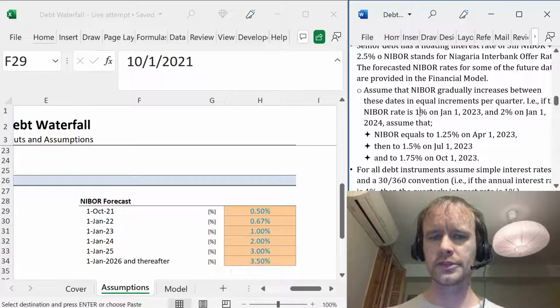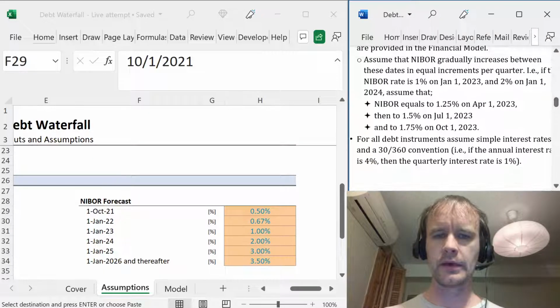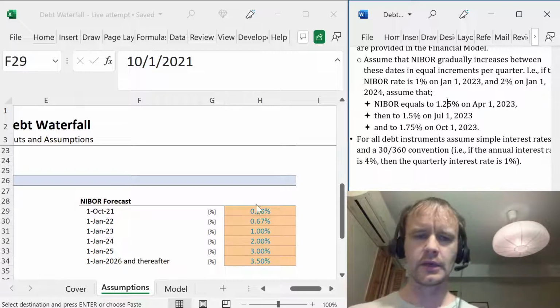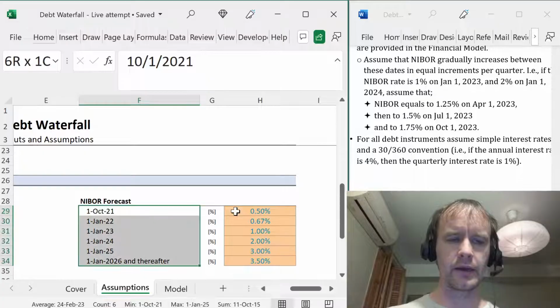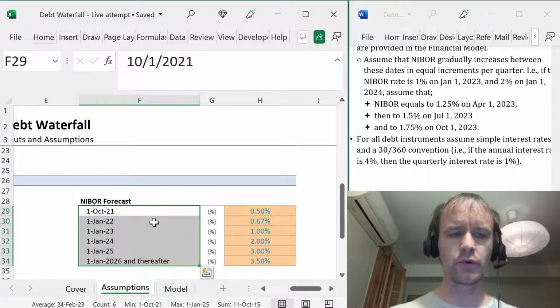So in other words, if it's 1% at the start of 2023 and 2% at the start of 24, then it'll go up 0.25% per quarter. And we're told always assume simple interest rates of 33.60. So let's think about how we would calculate this NIBOR rate.